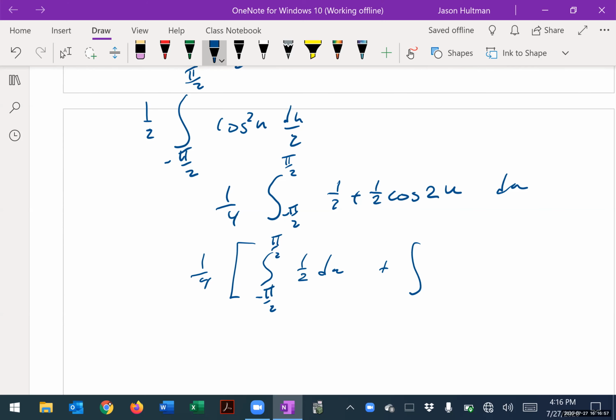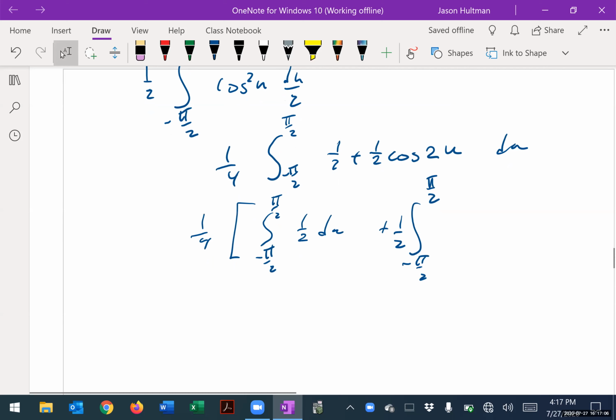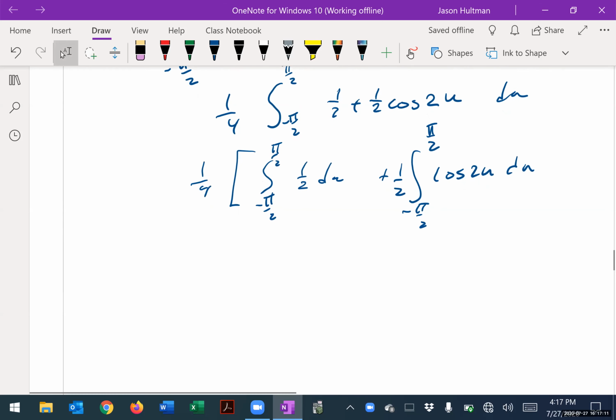Plus the integral from negative pi over 2 to pi over 2 of 1/2 of cosine 2u du. And if I want to do another u sub, I could. I could say w here is equal to 2u, so dw is equal to 2 du, so dw over 2 is equal to du. We just get a lot of these 2's on the denominator.